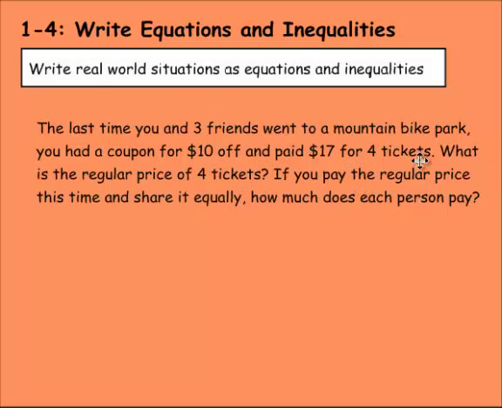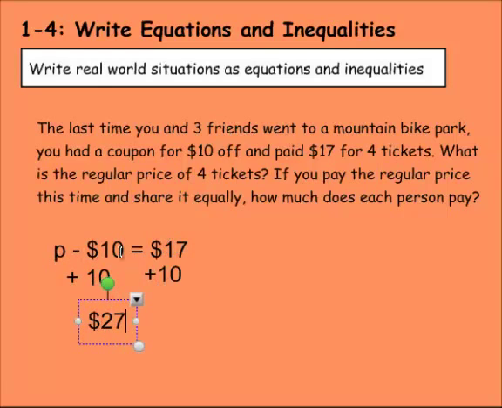Let's focus on the first one first. What is the regular price of 4 tickets? You paid $17 last time, but you had a $10 coupon. So if we're going to write it like an equation, I'm going to do P for price. The price minus your $10 coupon cost you $17. So what minus $10 would be $17? You can do the mental math there, or if you need to, you can solve it like an equation. And you would say $27 minus $10 equals $17. So this is the regular price of the ticket. So that's the answer for number 1 here.